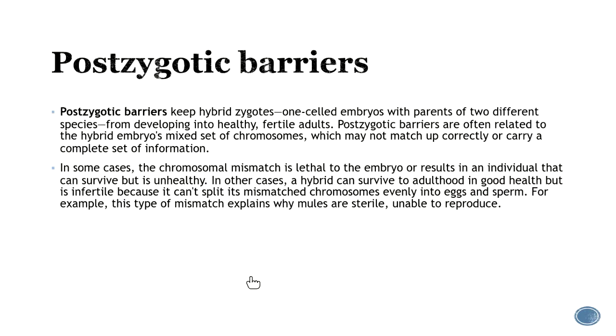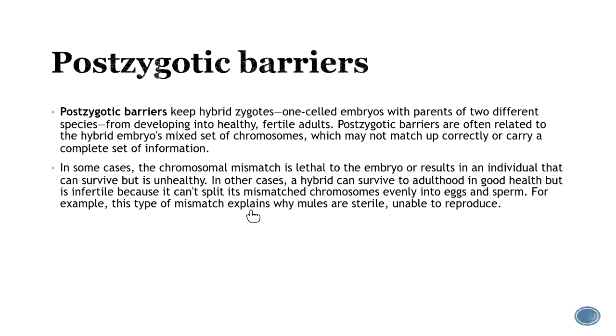Now, if it does happen, it does make it to the zygote. We get to what's called the post-zygotic barrier. And basically, this is going to prevent us from getting to the healthy, fertile adults. Most of the time, if it does happen, they're going to be sterile. As I mentioned, this is a good example with the mules.